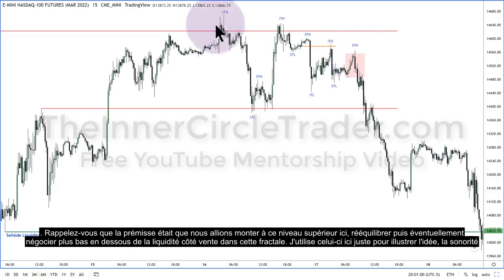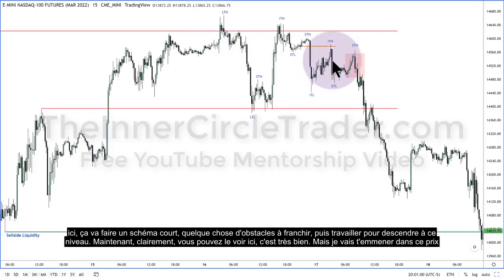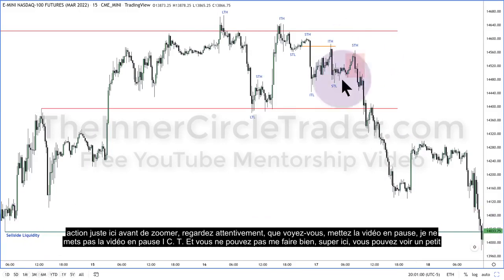Remember, the premise was we were going to go up to this upper level here, rebalance, and then eventually trade lower, down below sell side liquidity. In this fractal, I'm using this one here just to illustrate the idea. So in other words, up here, it's going to make a short pattern, something bearish to get short on. Then work towards going down to that low. Now clearly you can see it here. It does so nicely. But I want to take you into this price action right here.